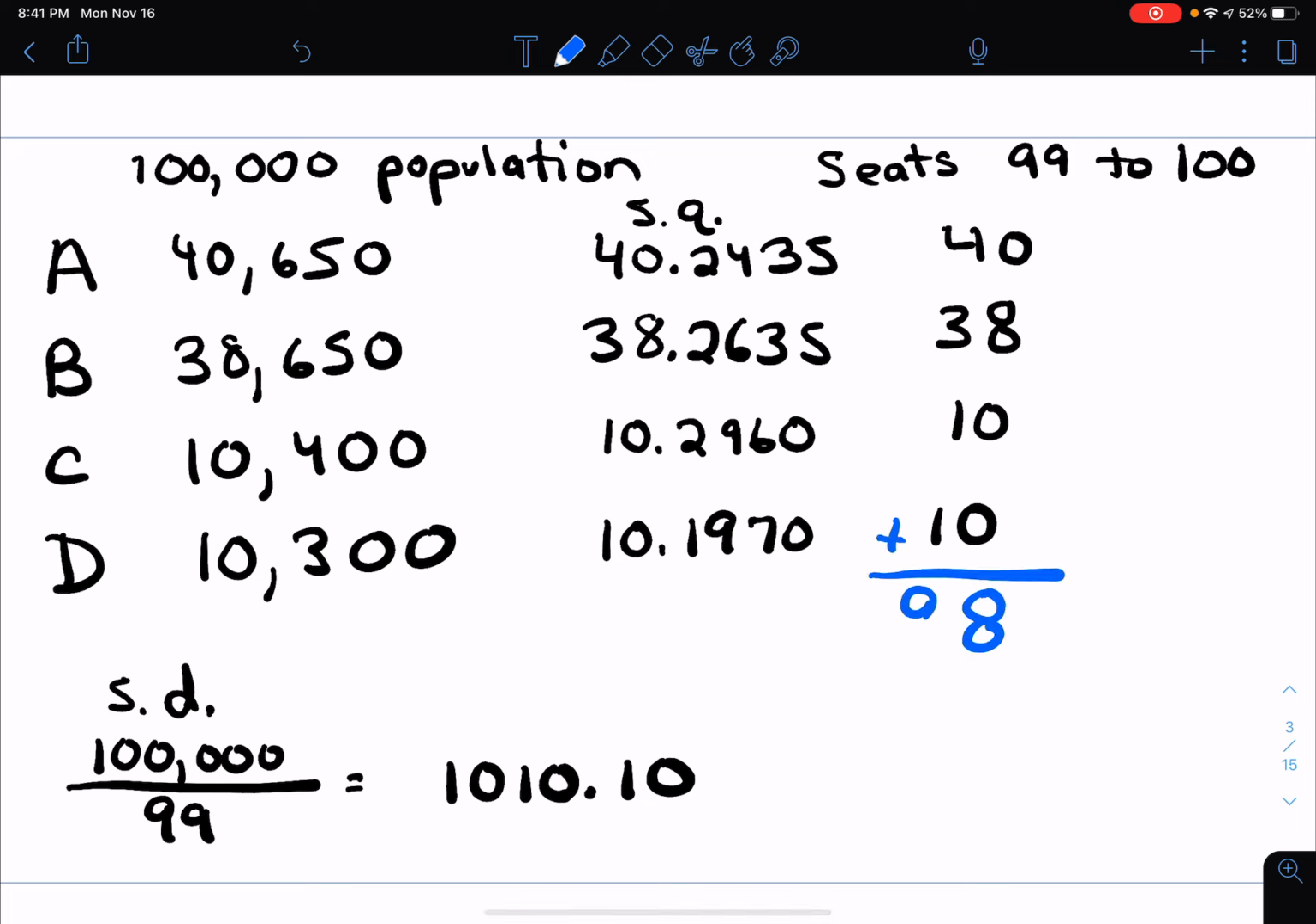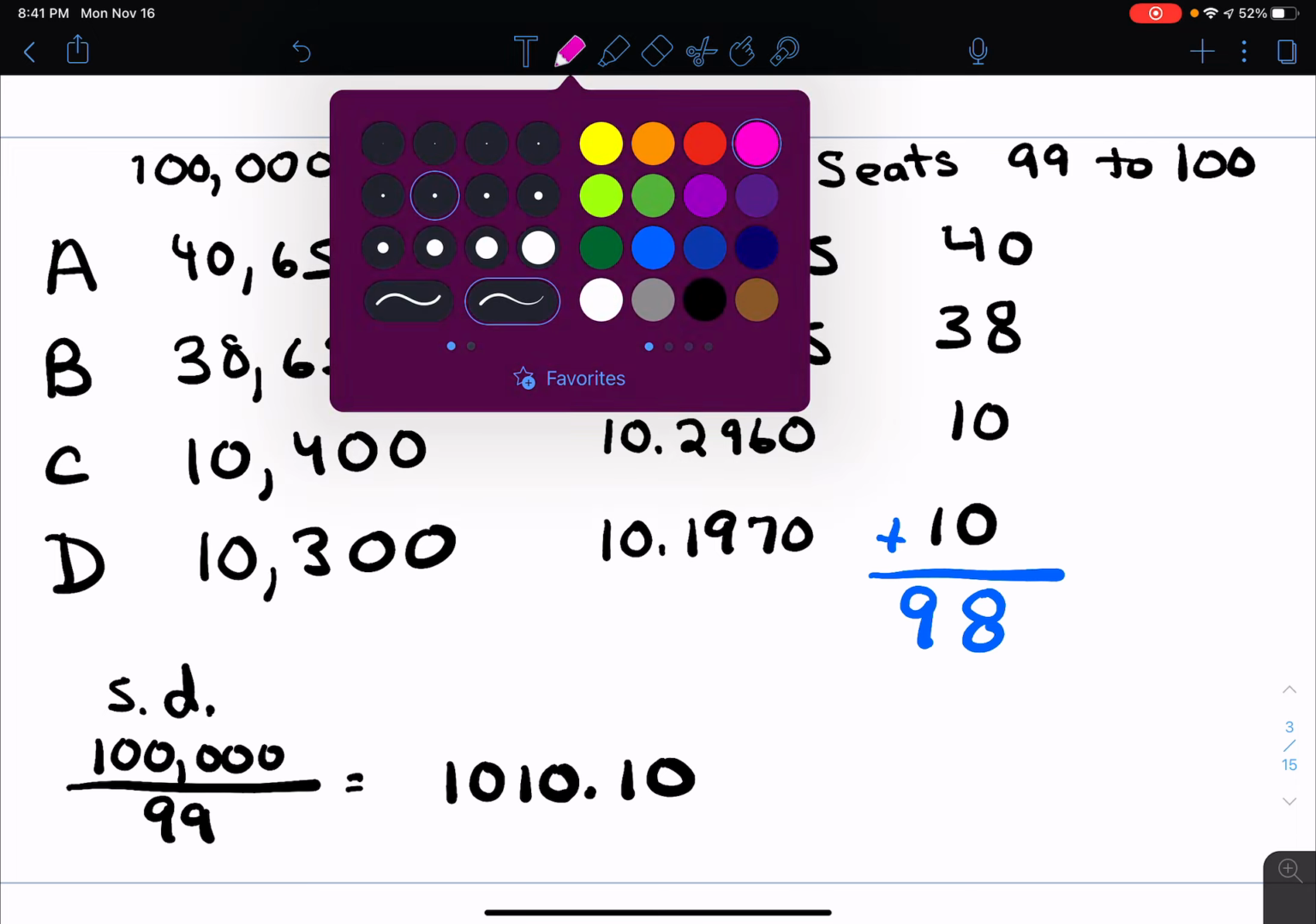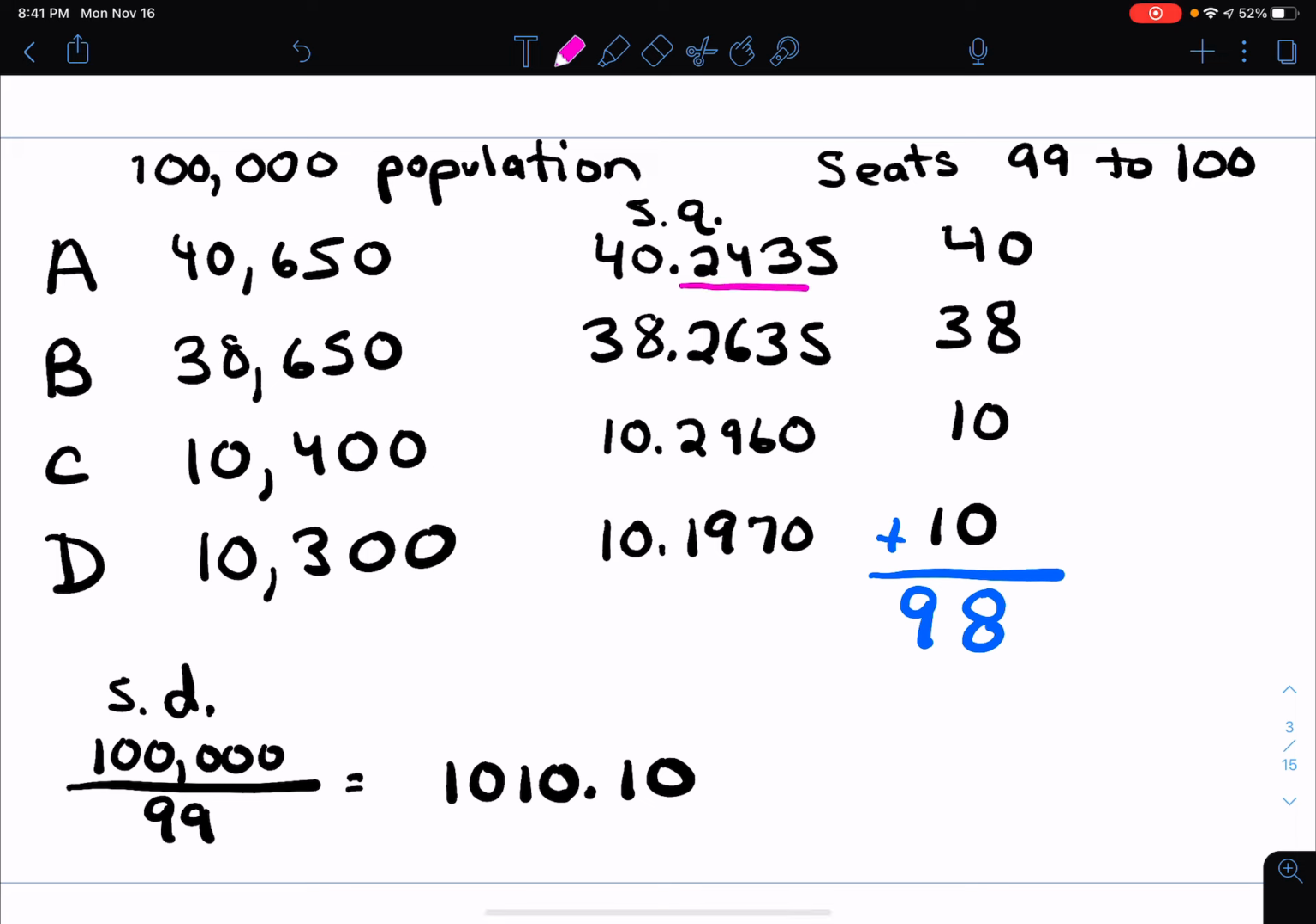But right now, these only add up to 98. So I do have a leftover to hand out. So remember, with this method, I look at those decimal parts. So maybe I'll use a different color. I've got a 0.2435, a 0.2635, a 0.2960, and a 0.1970.